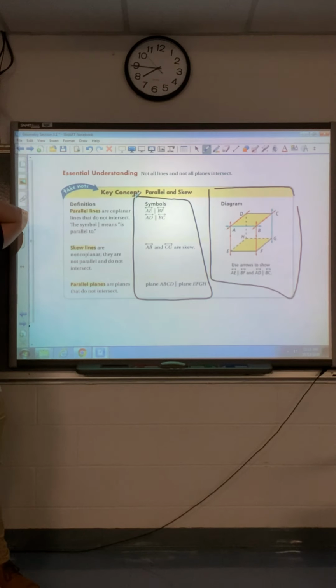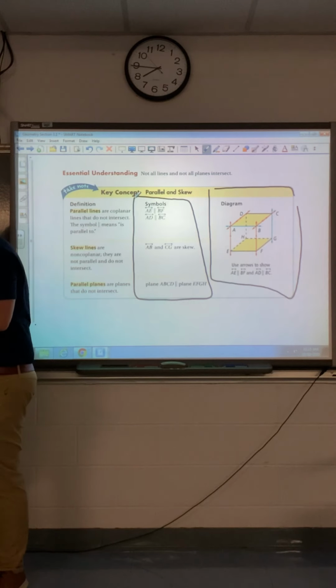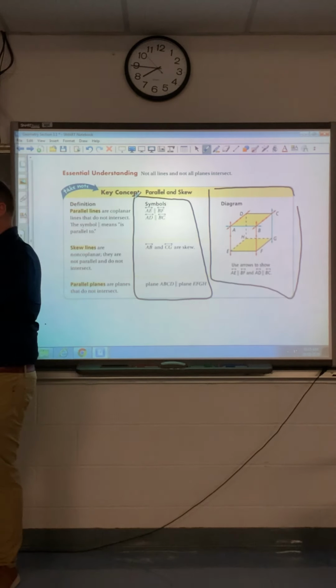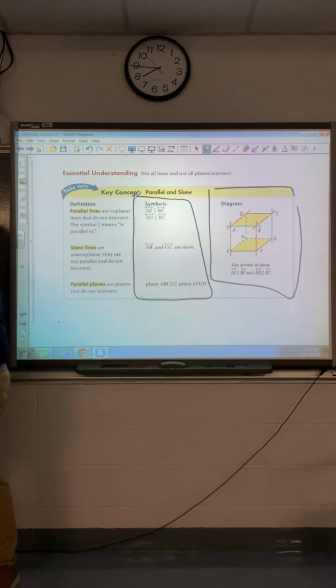Like two people got friend zoned. So you can have two things like this and this pencil, and they can run parallel to each other but not be the same length. Does that make sense?